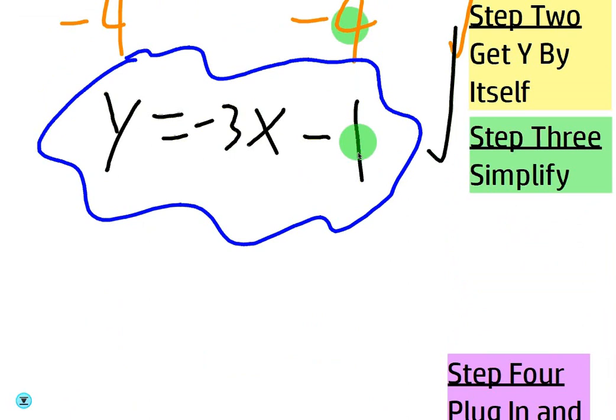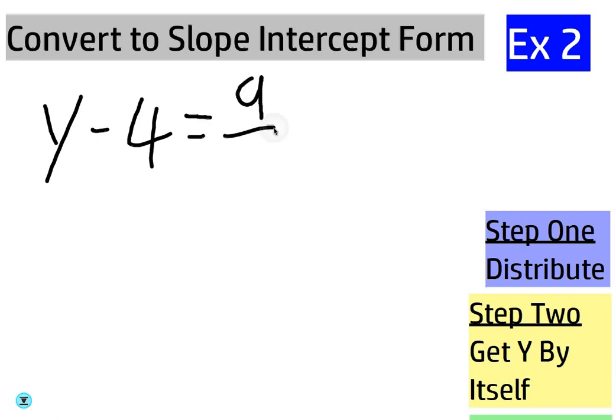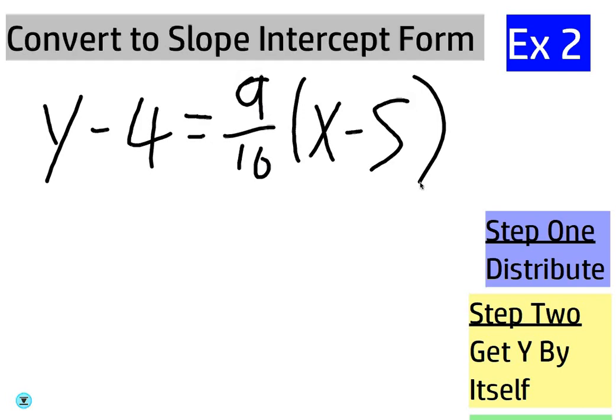Let's do number 11. So number 11 on the worksheet is going to be example 2 on here. We've got y minus 4 equals 9 over 10 times x minus 5. You can cross cancel. Yes, eventually, once we distribute. So it'll be 9 over 10 times x plus 9 over 10 times negative 5.